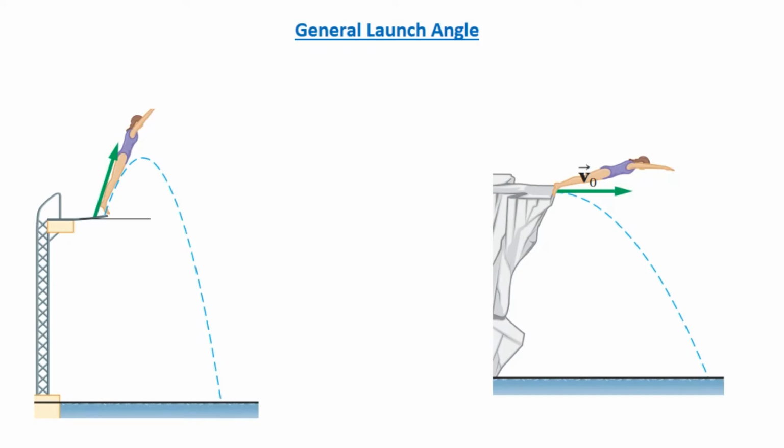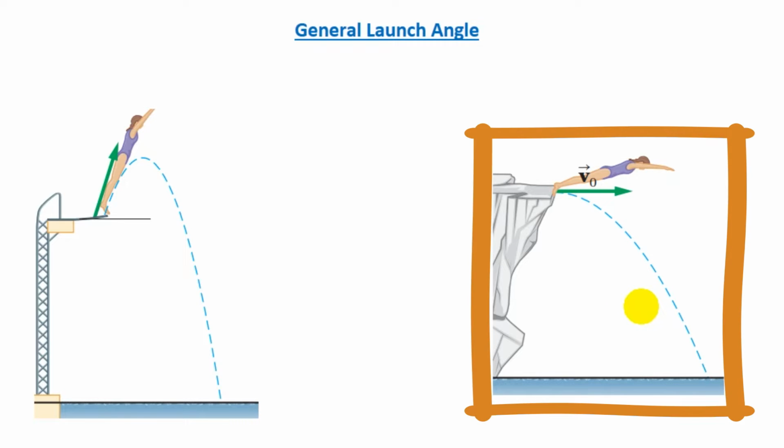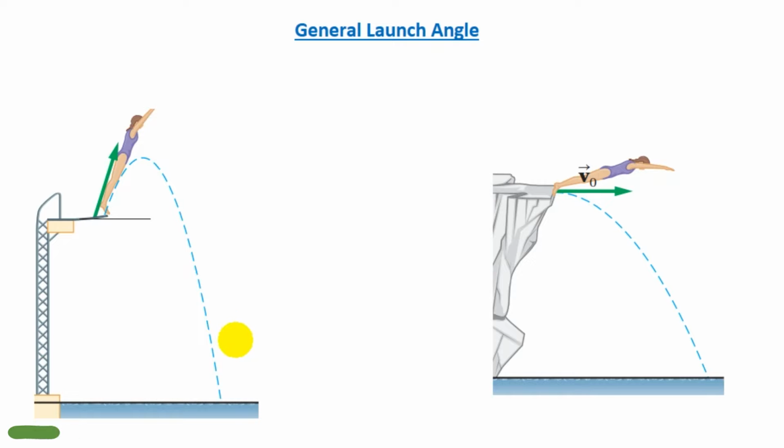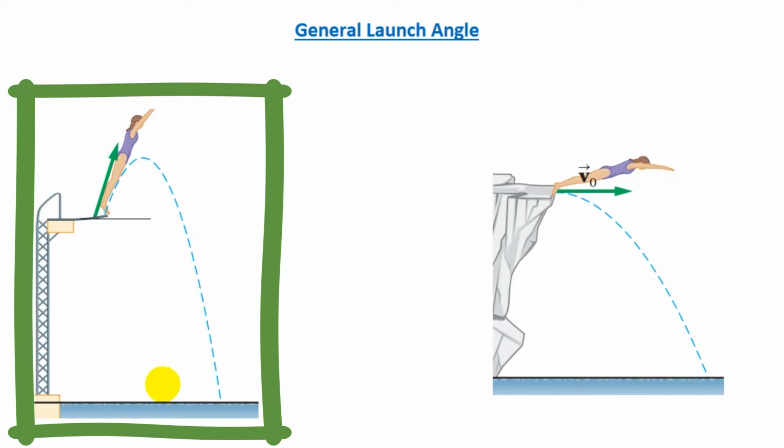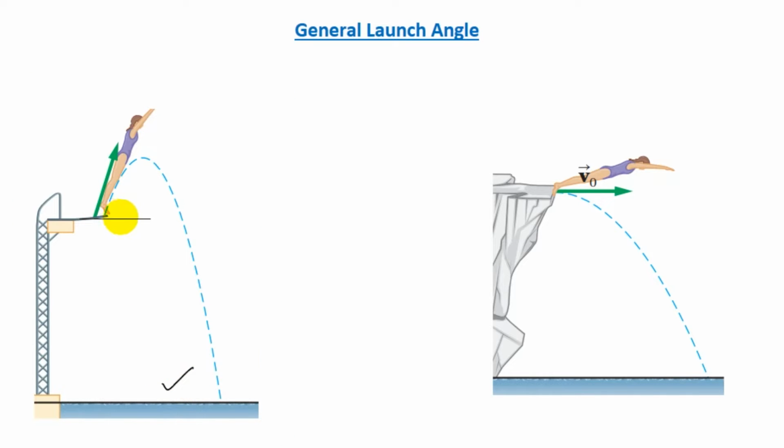Earlier we discussed the zero launch angle, where the projectile was launched horizontally. Now we'll discuss the general launch angle, where the projectile is launched at an arbitrary angle with respect to horizontal. Like this, the projectile is launched at an angle theta above the horizontal. So we'll discuss this case.